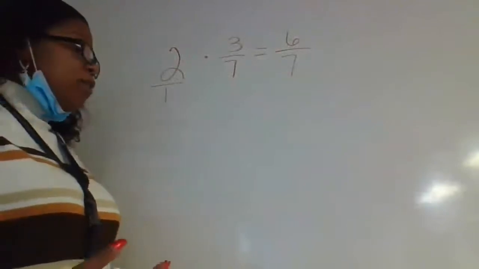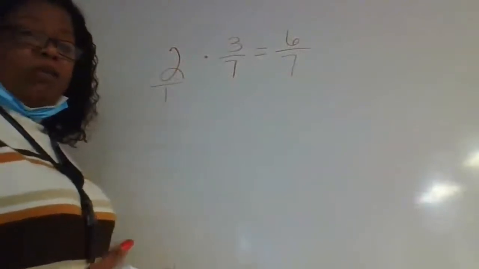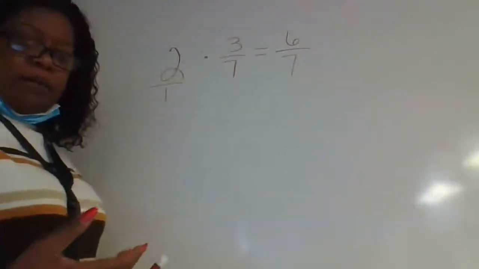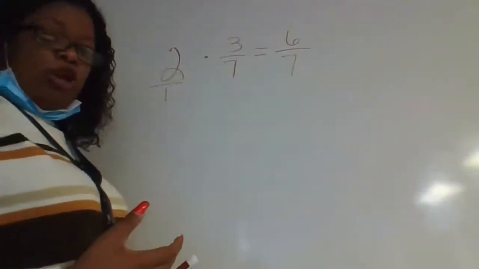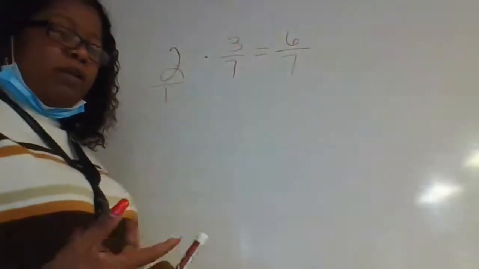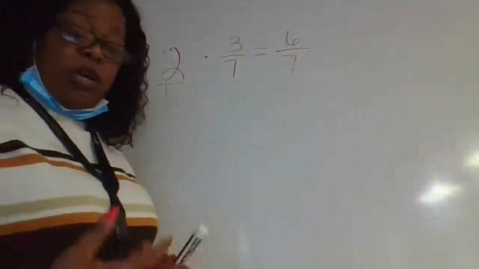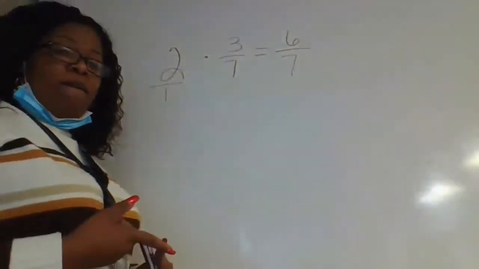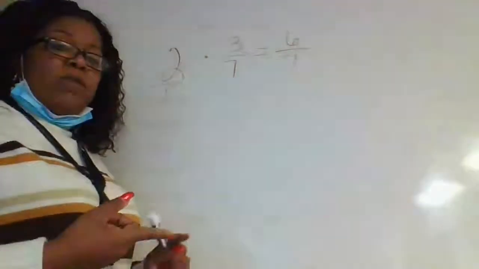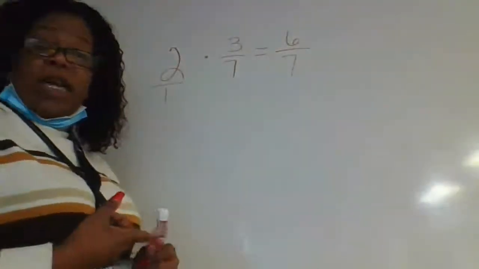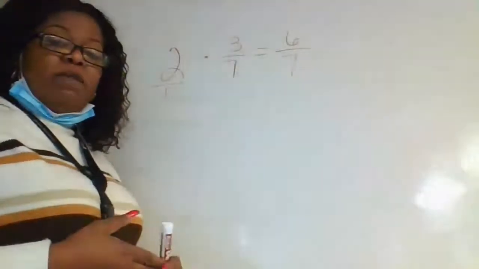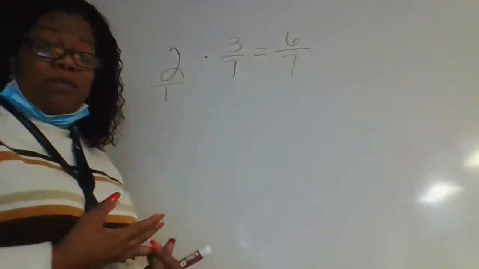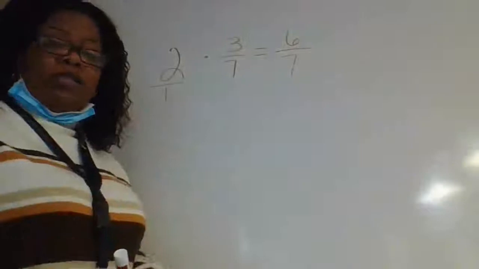You don't have to simplify because there isn't a number other than 1 that both of these numbers can be divided by. So this would be it. Okay. So what we have gone over in this segment is multiplying fractions. We've done it when we just had two fractions. We did it when the fractions were mixed numbers. And then we did it when one of the numbers was a whole number and the other was a fraction.